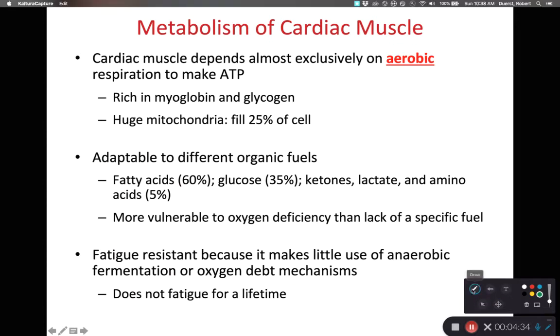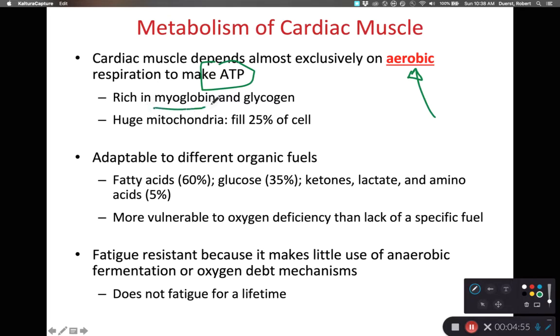Now, as we look at cardiomyocytes, we need to really emphasize here that they depend almost exclusively on aerobic respiration to make their ATP. They need tons and tons of ATP, so they're going to very extensively rely on aerobic respiration. Anaerobic respiration just doesn't do it for these cells. They have huge energy needs.